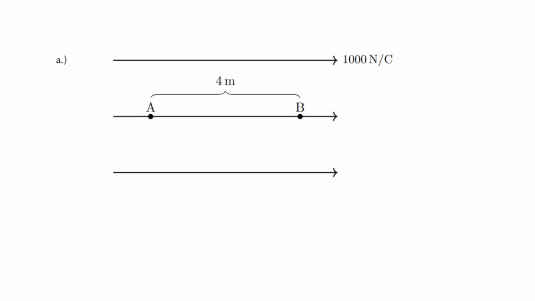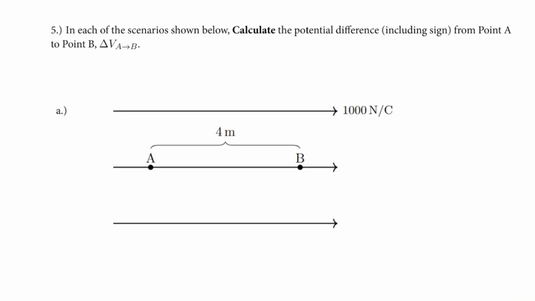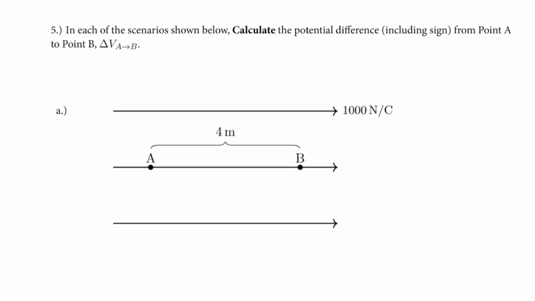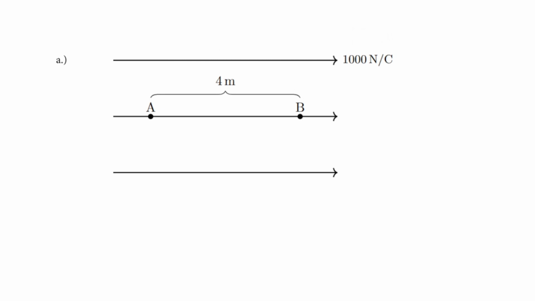Here's a common multiple choice setup where we want to calculate the potential difference going from A to B in each of these scenarios. And we do have to include the sign. So here's where we have to use the downhill rule along with the magnitude calculation. The magnitude calculation is very straightforward, because we know that the magnitude of delta V is just E D parallel.